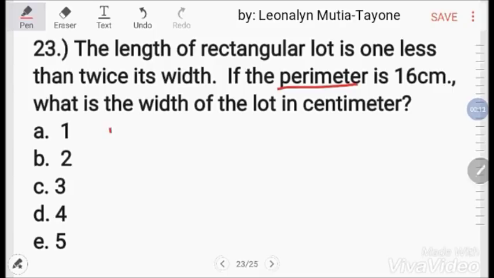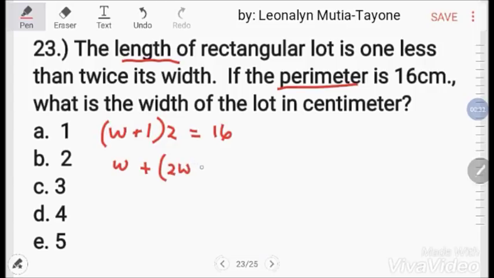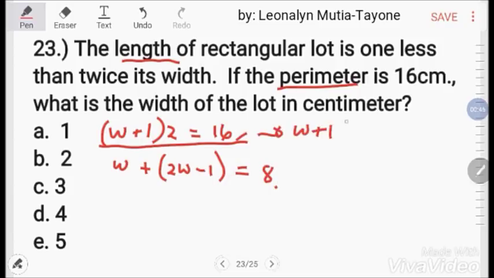Perimeter. Ibig sabihin, W plus L, yung width at saka length, times 2 equals perimeter na 16. Yung W plus yung length natin ay 1 less than twice. So, W plus 2W minus 1 equals 8. Kasi divide natin ng 2, that is 8. Ito yung 16 divided by 2 is 8. So, ang isang pares ng width at saka length, ang equivalent ng perimeter niya ay 8. So, sa isang pares muna tayo. And this is 3W minus 1 equals 8.